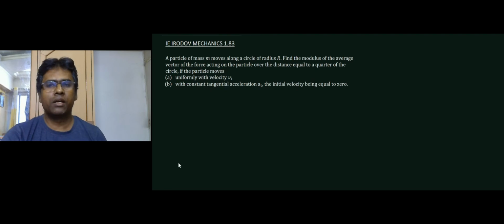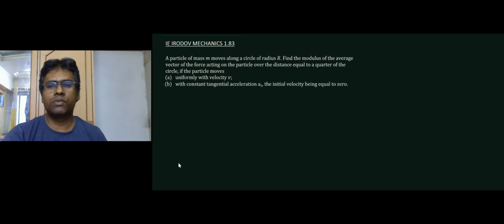In this problem, a particle of mass m moves along a circle of radius r. We are asked to find the average force acting on the particle over a distance equal to a quarter of the circumference of the circle. We are asked to do this in two cases. The first case is when the particle moves along the circle with constant speed v. And the second case, when the particle moves with constant tangential acceleration.